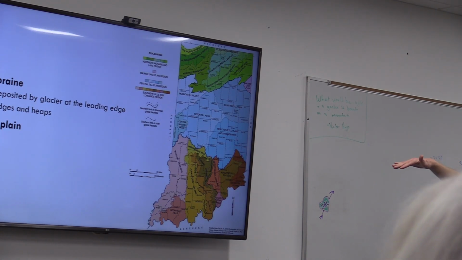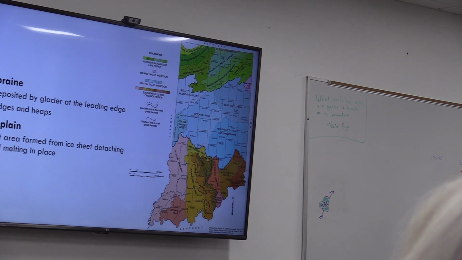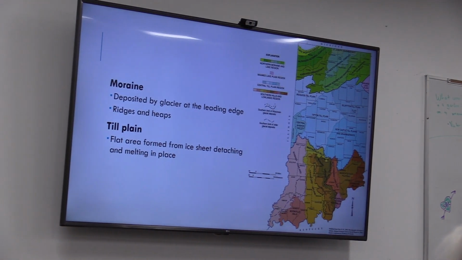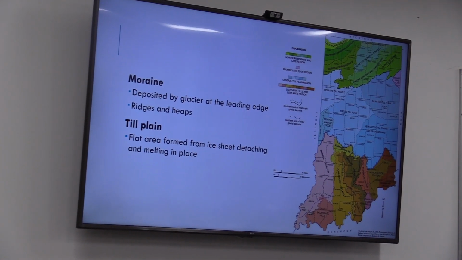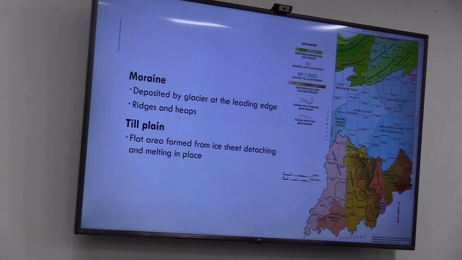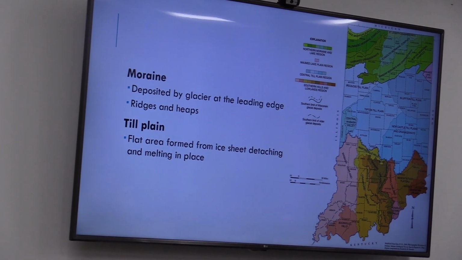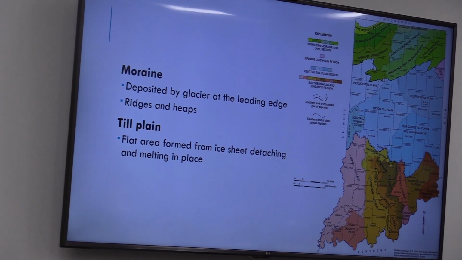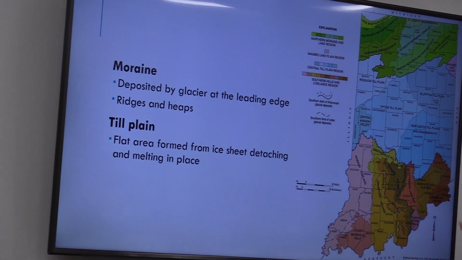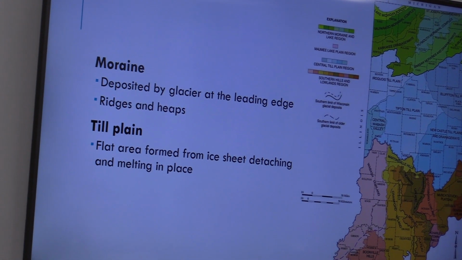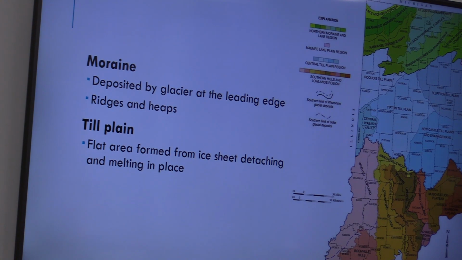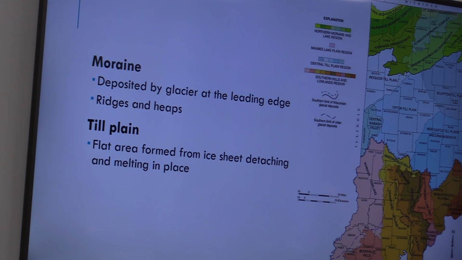Then we also have the till plains. These are the flat areas where we had detaching ice sheets that just sat in that place and melted. So we did have melting in place. We also had the shrinking and movement of the glaciers away. In the till plains, that's where things just kind of sat and melted. There would be deposits from the glacier there as well. They're not the same as the ridges that form from the moraines, but there are deposits within the till plain.